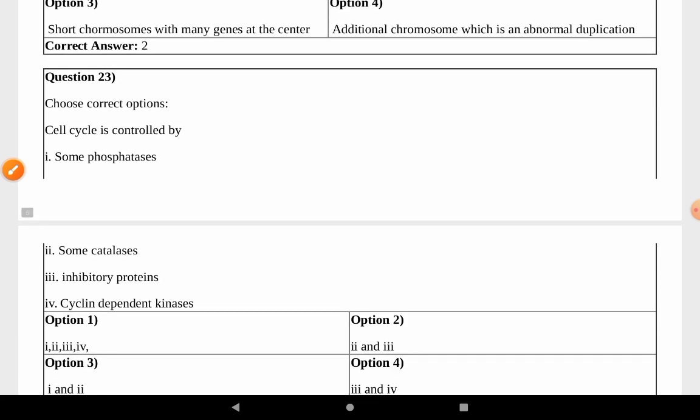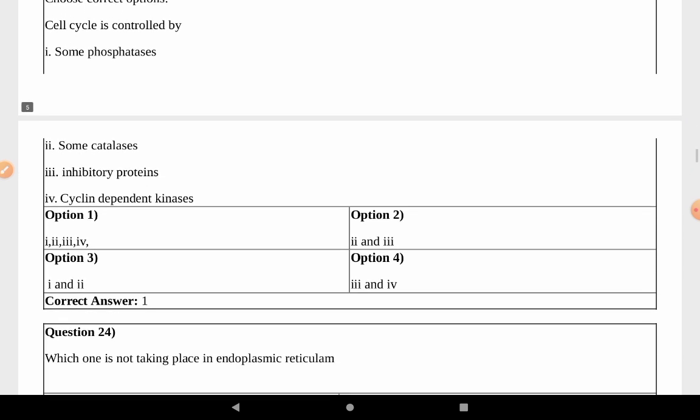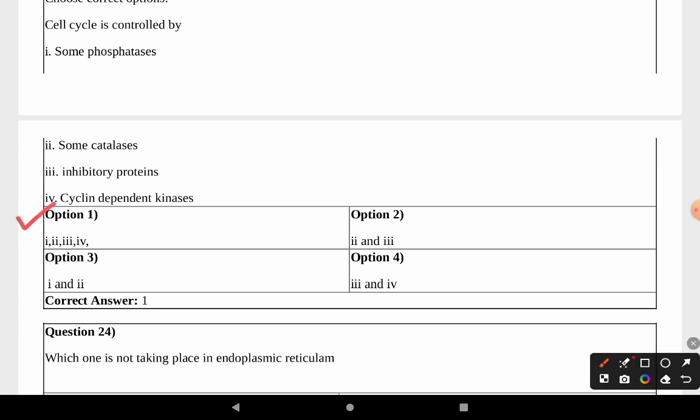Our next question is choose correct options. Cell cycle is controlled by some phosphatases, some catalysis, inhibitory protein, cyclin dependent kinases. So the correct answer is option 1, all control the cell cycle. So all of these enzymes are involved in cell cycle.